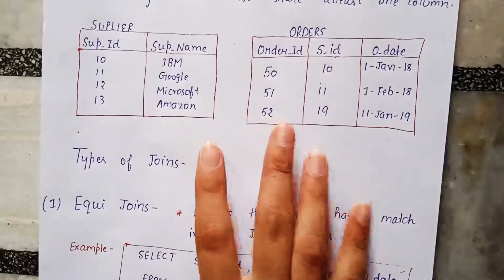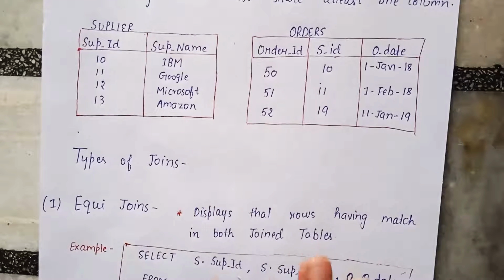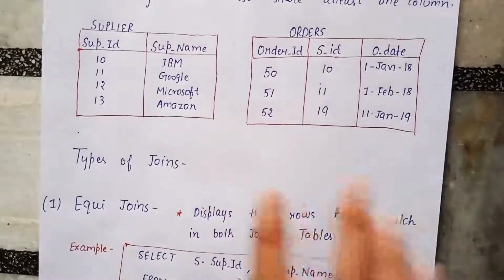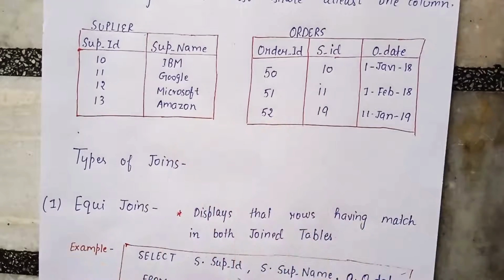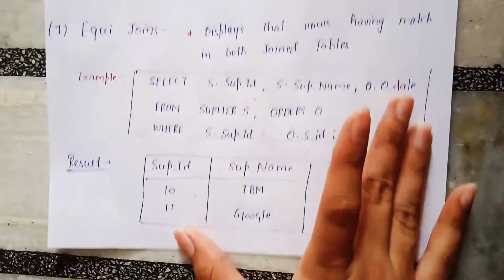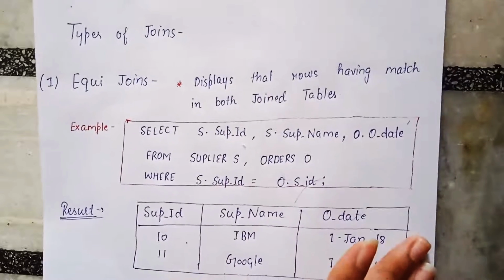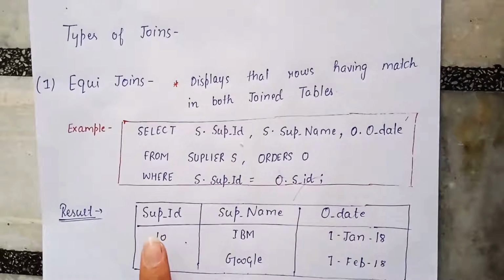So what will it return if we apply equijoin on these two tables? It will return only two records. This is the result you can see over here, the result of this equijoin. It will return these two records because these are the records that are common in both tables, the supply and orders tables.